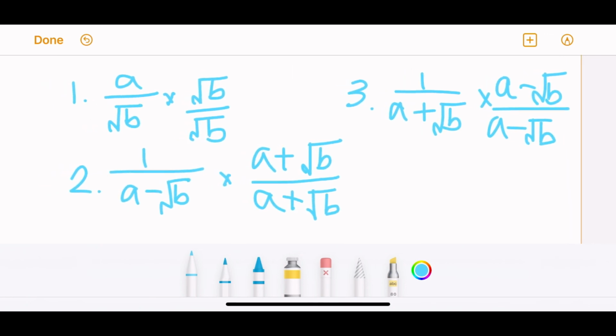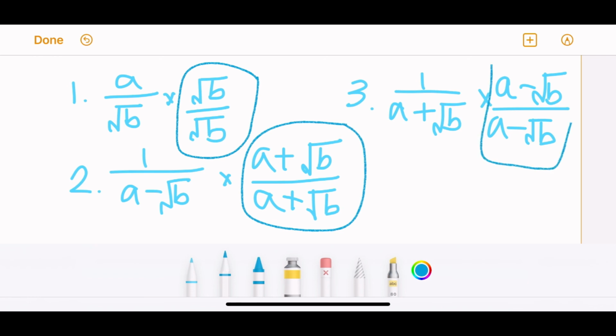So what's common to all these 3 rules is that the second part is equal to 1. And we know that when we multiply any number by 1, we still get that original number. So that means we did not do anything. But the reason that we multiply by square root of b over square root of b, and a plus square root of b over a plus square root of b, and a minus square root of b over a minus square root of b, is to get rid of the roots in the denominator.